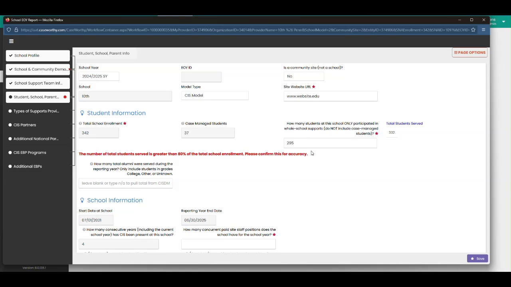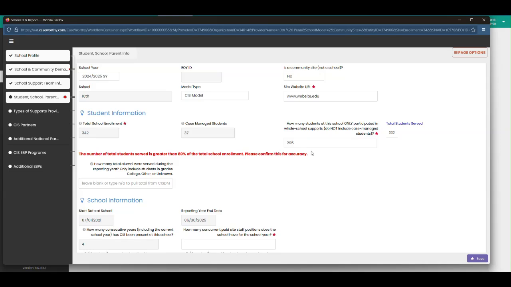But if we held a whole school-wide event and we just said everyone came and we didn't take attendance, we didn't do any sort of counting, then that's a place where we're starting to enter a gray area. So we may have served over 80% of the students on that day. We may have not. And so when we say, please confirm for accuracy, I'm going to ask you to just double check and think for those tier 1 supports that were serving the majority of your school or you put in as whole school supports.